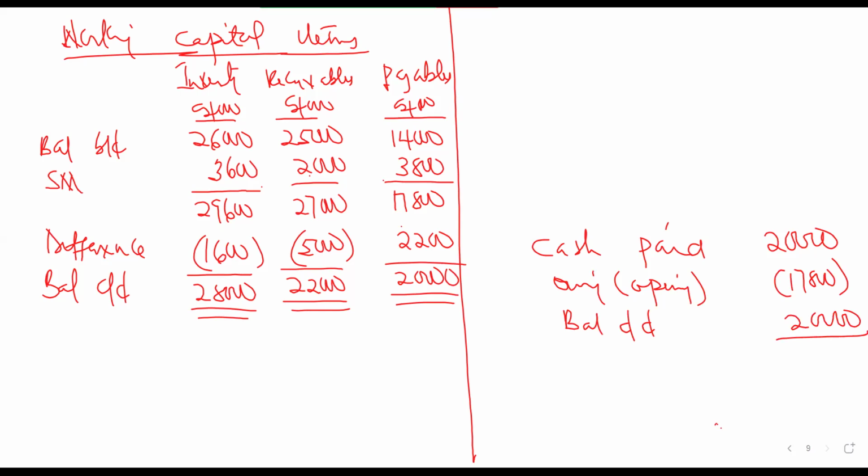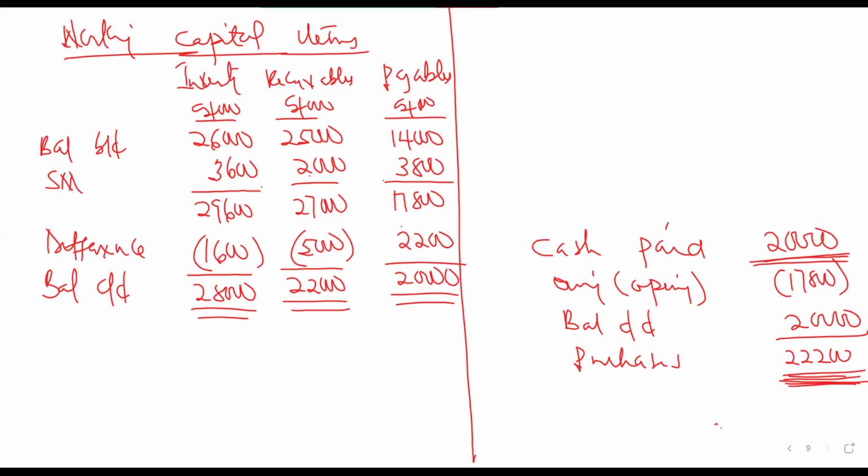So what will be the figure that I'm reporting as the purchases? 20,000 minus 17,800 plus 20,000. I'm reporting 22,200. Is that correct? This will be the purchases for the year. But we are looking for the cash paid. The cash paid is 20,000. But our purchases that we have used to get a profit is 22,200.